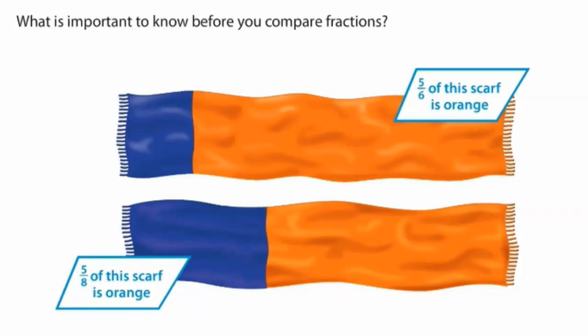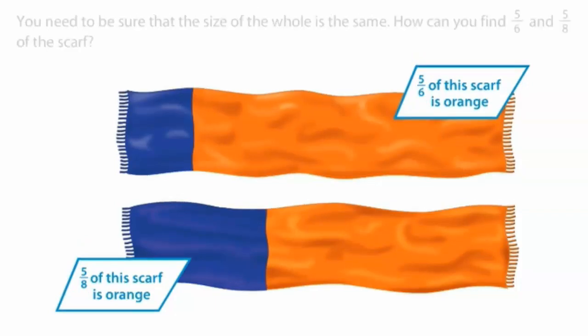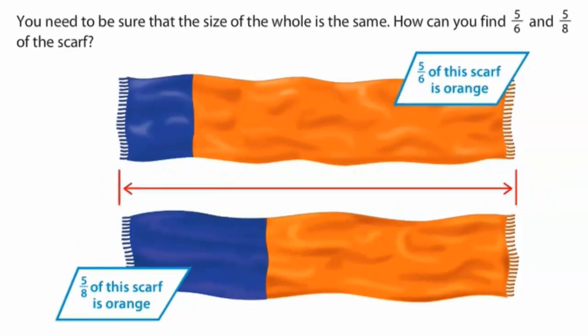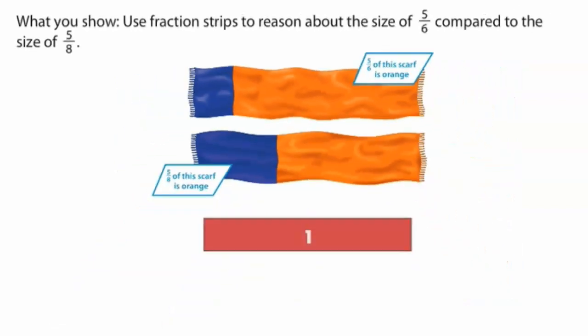What is important to know before you compare fractions? You need to be sure that the size of the whole is the same. How can you find 5/6 and 5/8 of the scarf? What you show: use fraction strips to reason about the size of 5/6 compared to the size of 5/8.